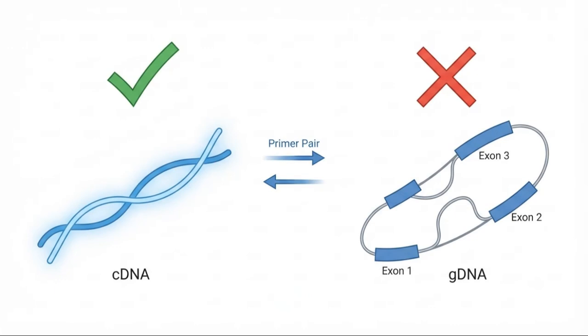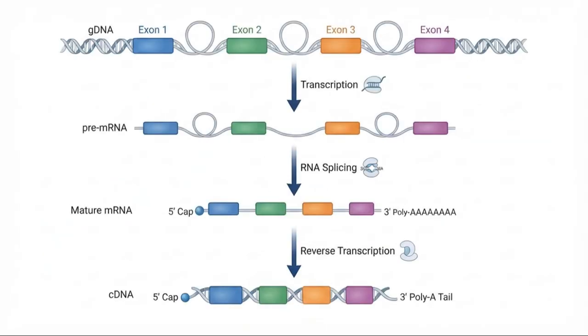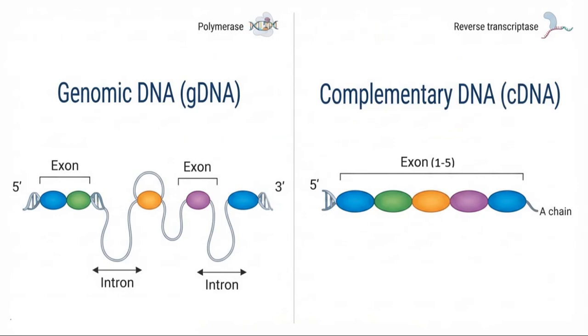Let's see why. Genes are stored as genomic DNA. Genomic DNA contains both exons and introns. When a gene is transcribed, the cell first produces a precursor RNA that still contains both. During RNA splicing, the introns are removed and the exons are joined together. The mature mRNA and the cDNA synthesized from it contain only exons. Genomic DNA still contains all the introns.